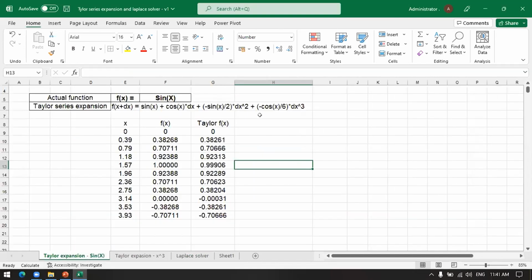Can I get a quick feedback if the screen is visible? My Excel sheet is visible? Yes, no?